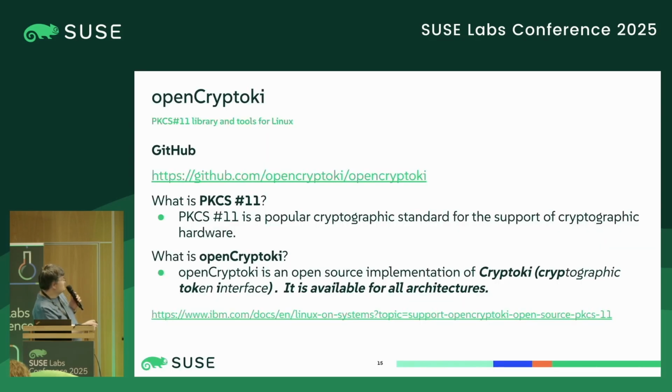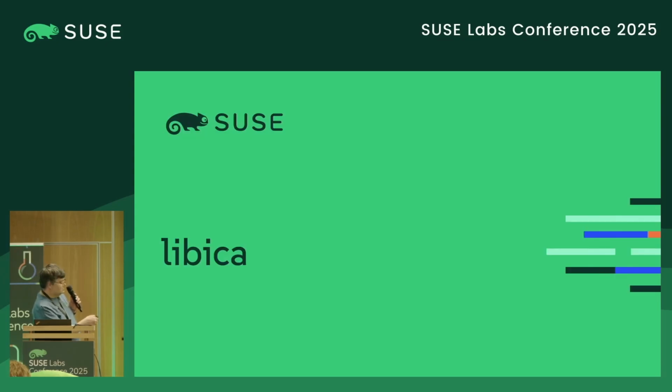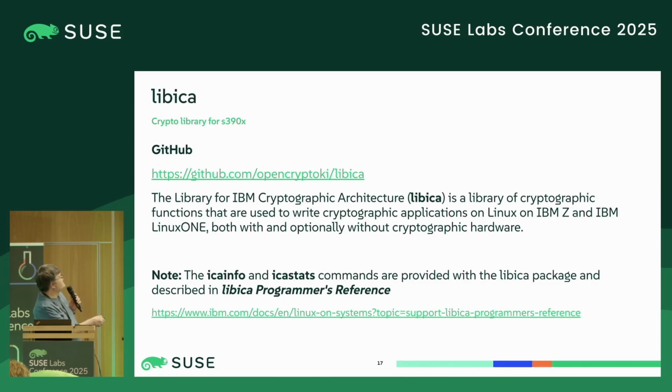openCryptoki. This is a package for cryptography. It's a suite of packages. So this one is openCryptoki. What is openCryptoki? It's a cryptographic interface, available for all architectures. There's another part of this: a library of the IBM cryptographic architecture, libica.